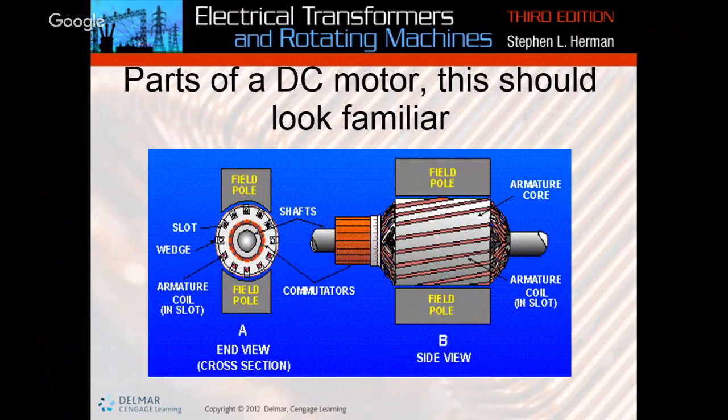Okay, parts of a DC motor. This should look familiar. Again, we have the field located inside the frame. Here's the side view. We have the armature, commutator, shaft, slot and wedge. Those are the armature slots. Right here's where the actual armature windings tie into the commutator. Pretty much the same thing.